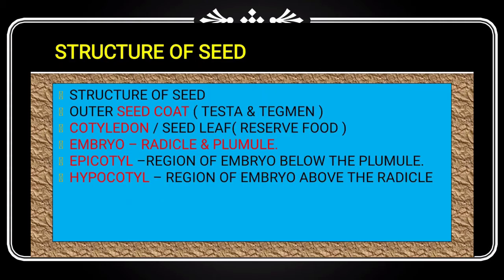Structure of seed. Seed has outer seed coat, which are two in number, testa and tegmen, cotyledon, which is also known as seed leaf, which contains reserve food, embryo, which contains radicle and plumule. Other two parts are epicotyle and hypocotyle. Epicotyle is the region of embryo below the plumule, and hypocotyle is the region of embryo above the radicle.